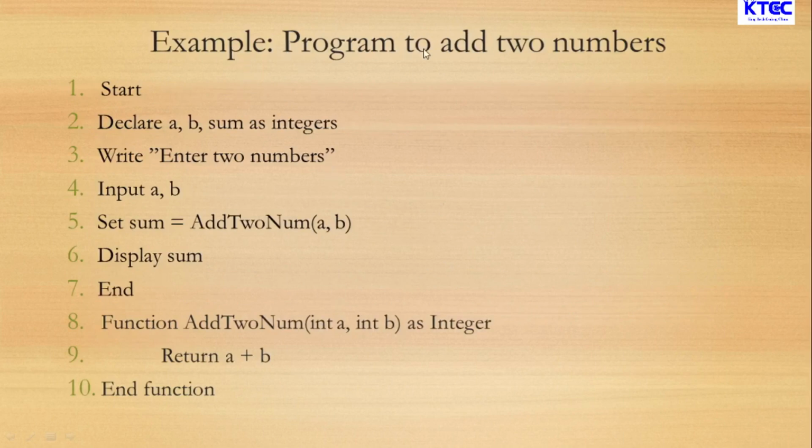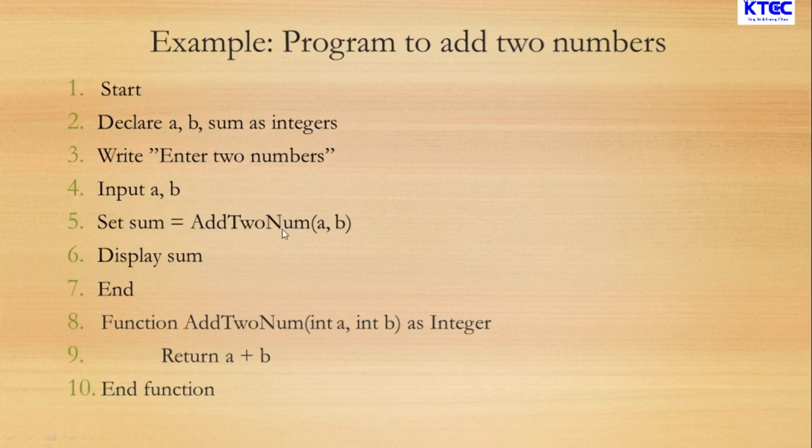Say, for example, this program is to add 2 numbers. It's a very simple program to add 2 numbers. Let's see how the program works. First we start, we declare A, B, and sum as integers. After that, enter two numbers, so input A and B. After you enter the two numbers, you input them. Now we set sum equal to add two numbers.